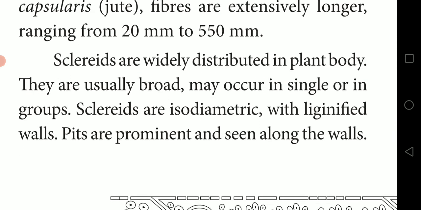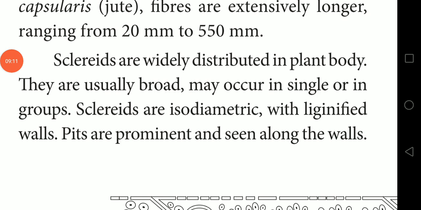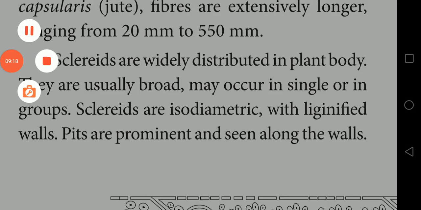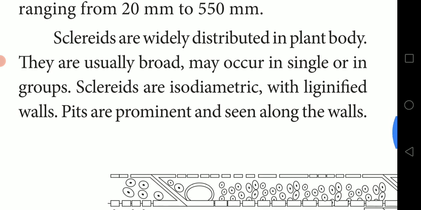Sclereids are the next structure of the sclerenchyma. These are widely distributed in the plant body. They are usually broad, and may occur singly or in groups. Sclereids are isodiametric, meaning the diameter will be somewhat the same size, with lignified walls.